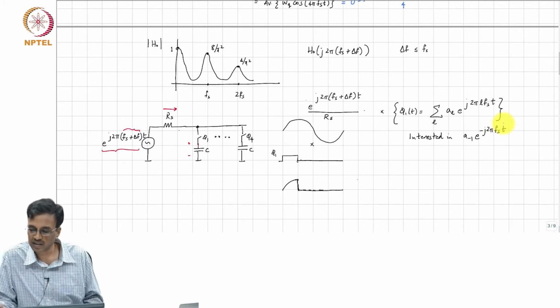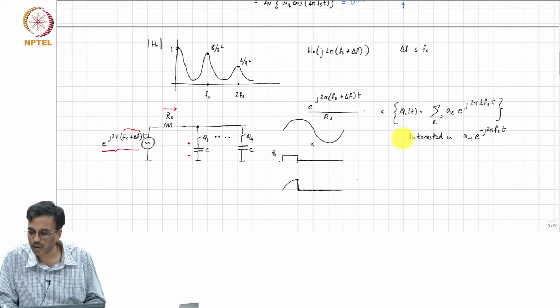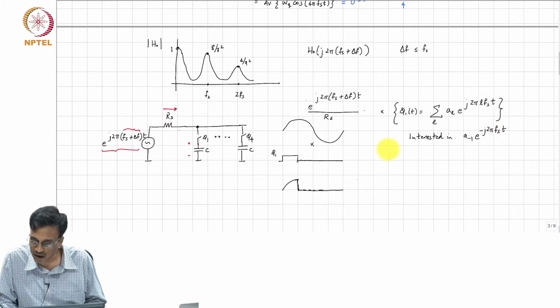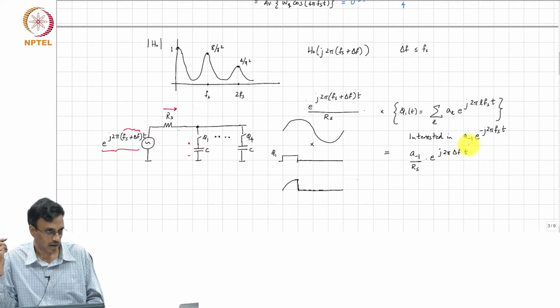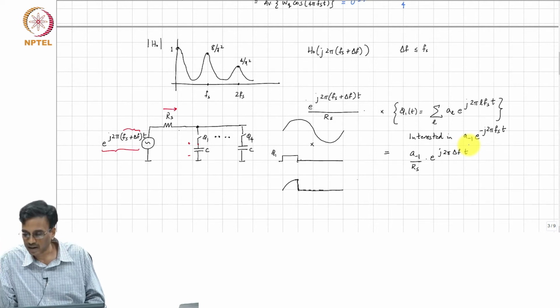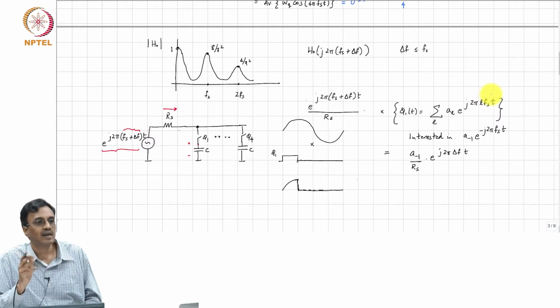When this happens, the RF current will get multiplied by the minus Fs term in that Fourier series, and the result is A minus 1 by Rs, e to the j 2 pi delta f times t. One way to think of it is that we are sampling with that input signal, and whatever is at Fs plus delta f will alias as a DC component. Correct. If the input was exactly Fs, then it will alias as a DC component, and delta f will be DC plus Fs.